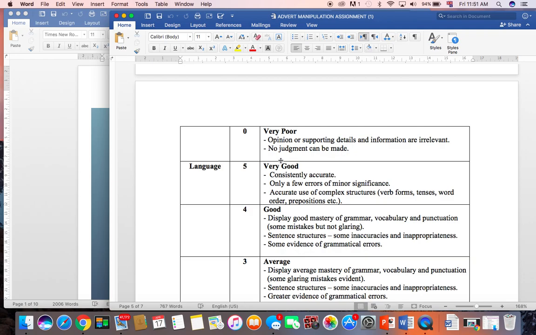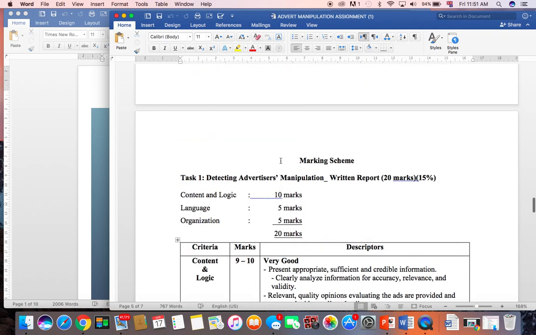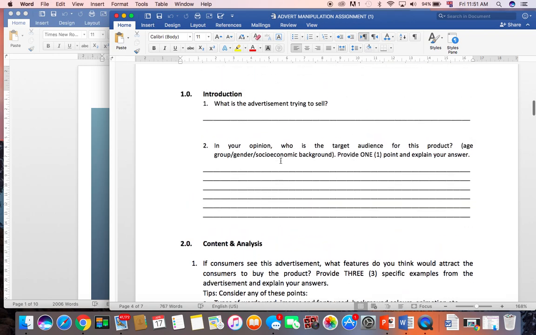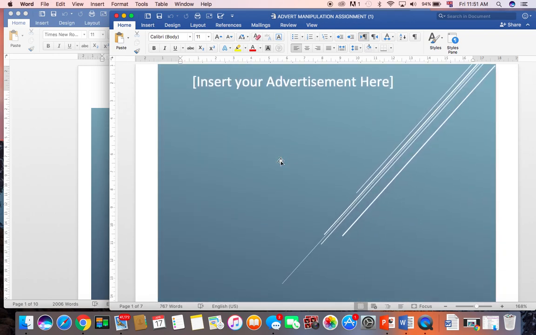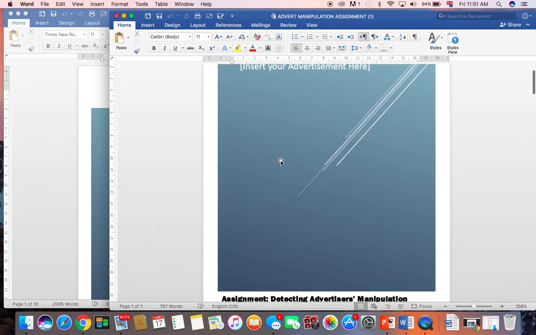But that one will be next week, because next week is week 14, the last week. So let's have a look at how you can do your assignment.